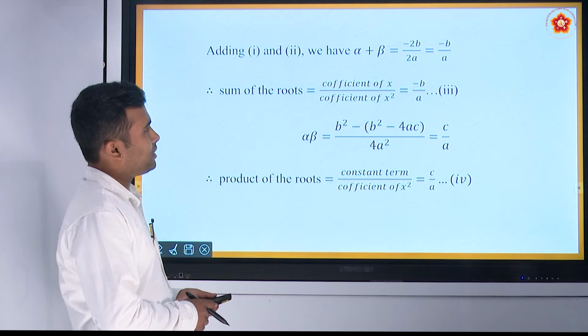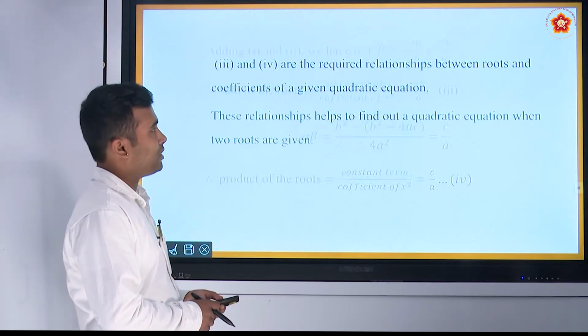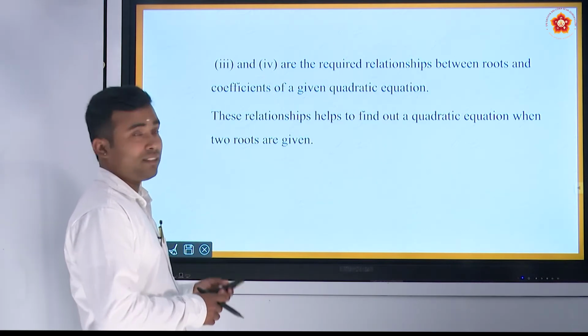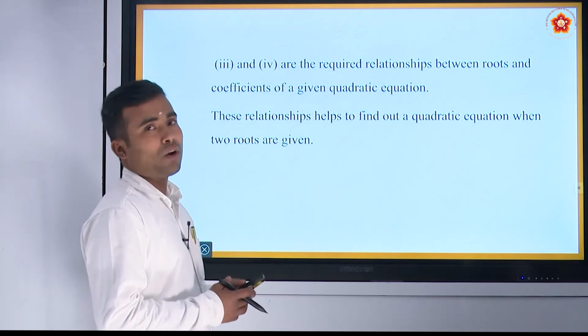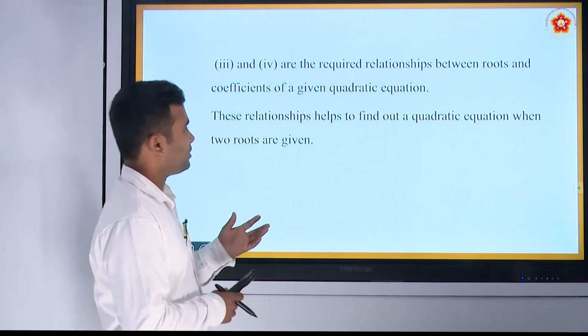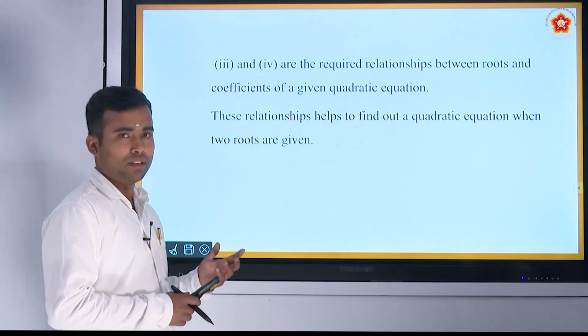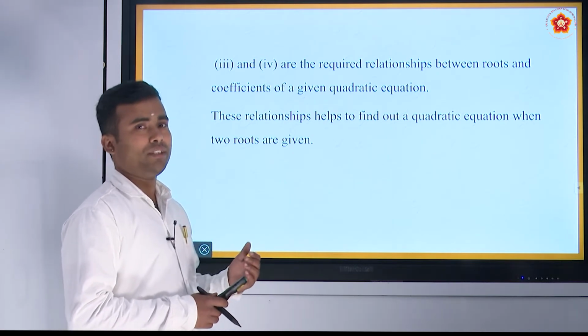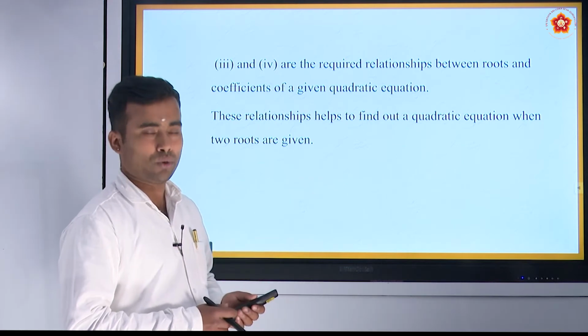See, equations 3 and 4 give the relation between roots and the coefficients of a quadratic equation, and this helps us to find a quadratic equation when two roots are given. That is the main concept we are going to learn in this session. When the two roots are given, we have to find the quadratic equation which satisfies the given roots.